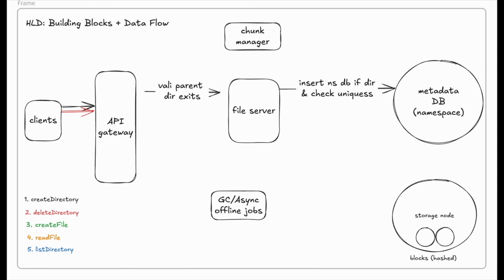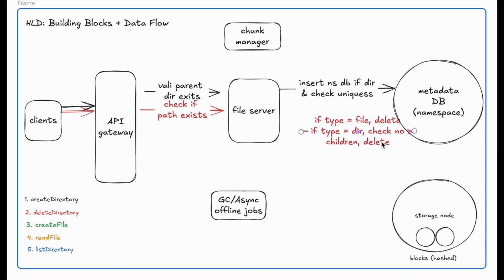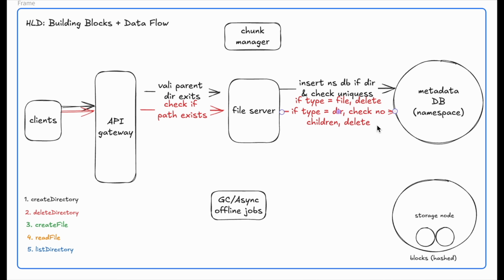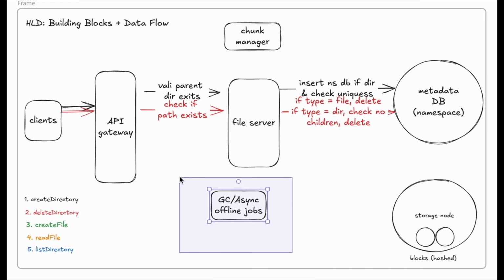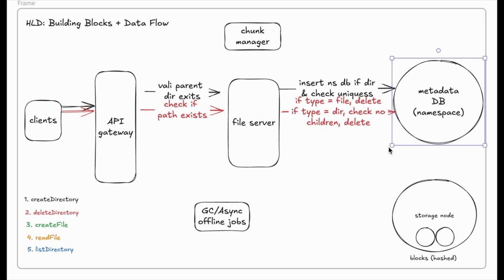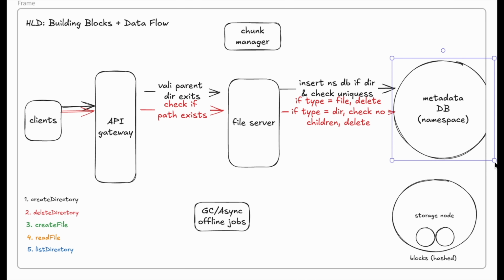Delete directory. To delete a directory, the request is routed through the API gateway to the file service. The service first verifies that the path points to a directory and not a file. It then checks whether the directory is empty, meaning it has no files or subdirectories. This check is critical as the system is designed to prevent accidental data loss by disallowing recursive deletions. If the directory is empty, the service proceeds to delete its entry from the metadata database. This operation helps users clean up unused paths and ensures that the namespace remains tidy and consistent.